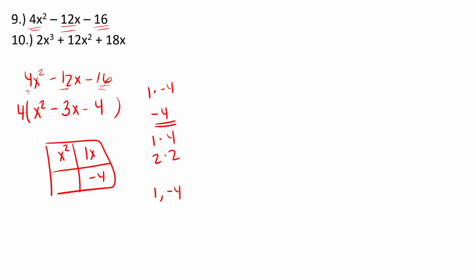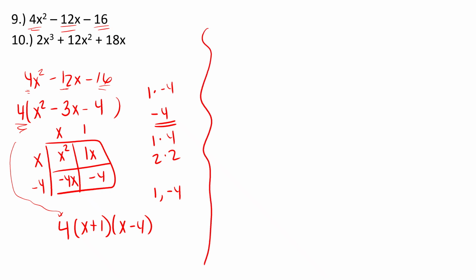And so we'll have 1x and negative 4x. GCF right here between x squared and 1x is just an x. X times x gives me x squared, x times 1 gives me 1x, x times negative 4 gives me negative 4x, and checking, negative 4 times 1 is negative 4. So my base is x plus 1, my height was x minus 4, and we have the GCF. Bring that down.